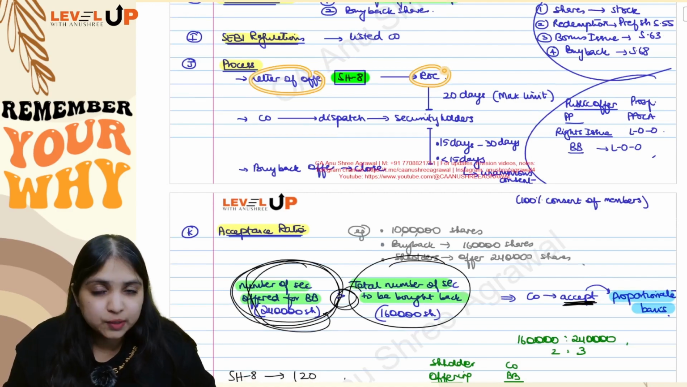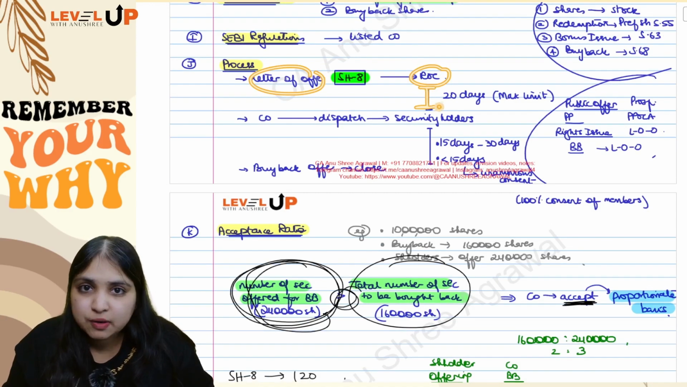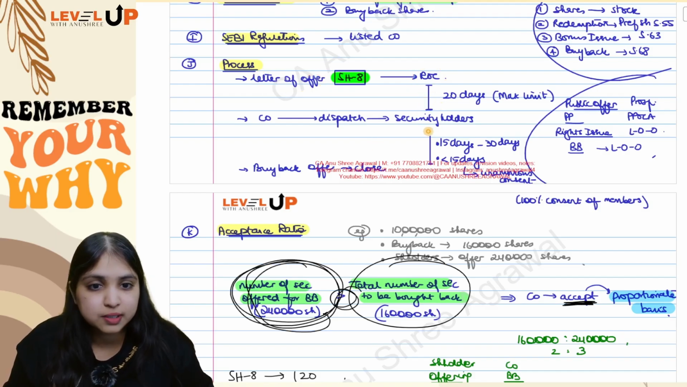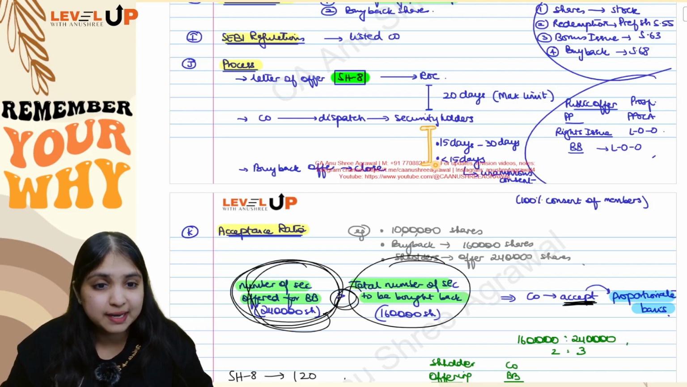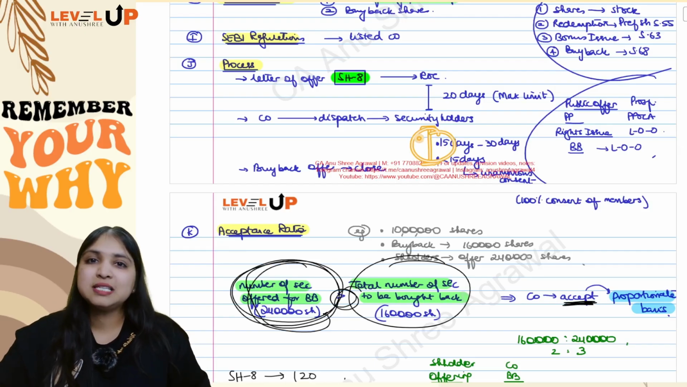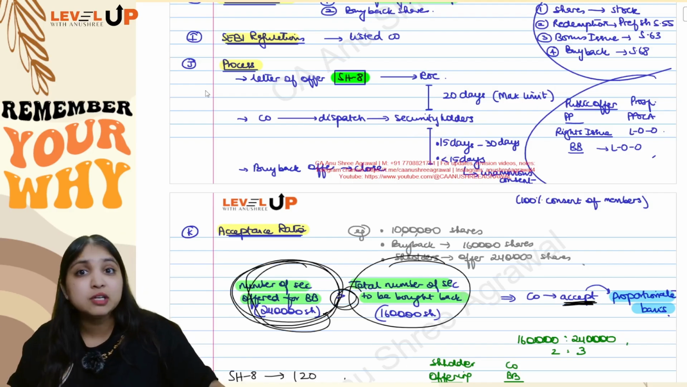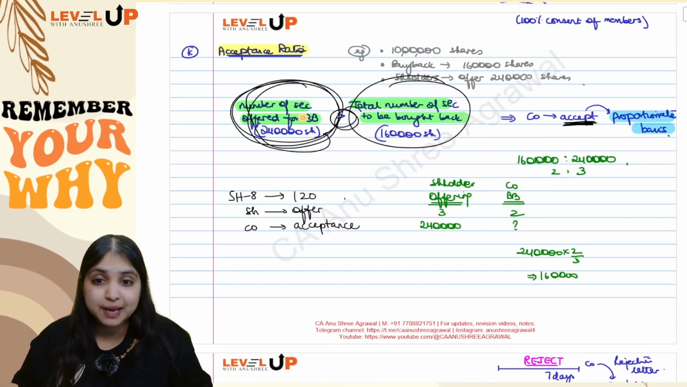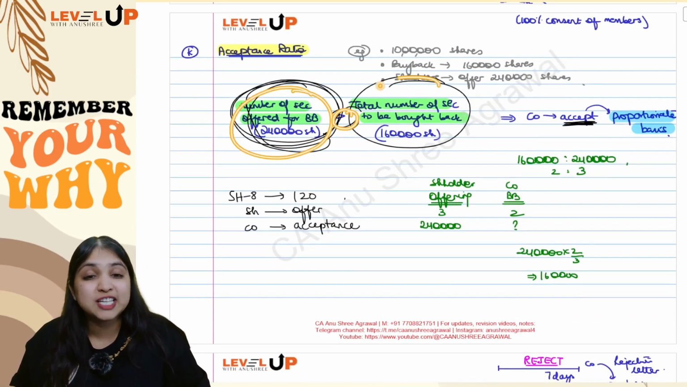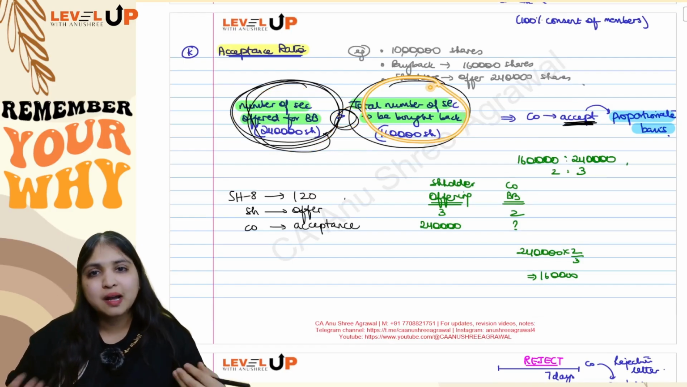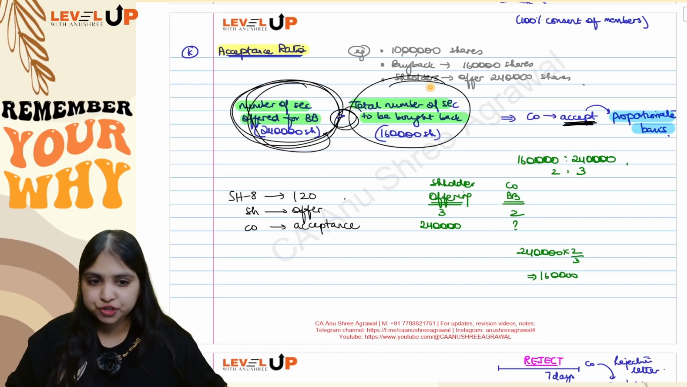the company will prepare the letter of offer in form SH8. The company will file it with the ROC first. Within 20 days from that date, the company will dispatch it to the shareholders. That day, the buyback offer period will open. It will remain open for a certain period, which shall not be more than 30 days and shall not be less than 15 days. In this period, the shareholders will offer their shares for buyback. If the number of shares offered is more than the number of shares the company wants to buy back, then the company will buy back your shares on a proportionate basis only.